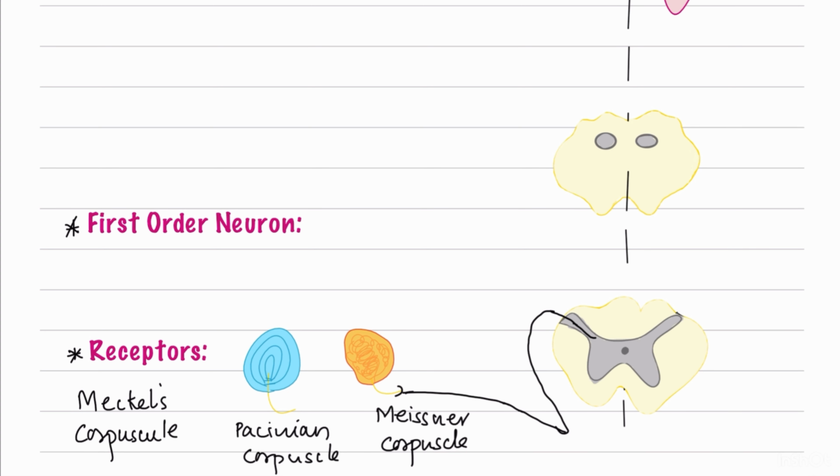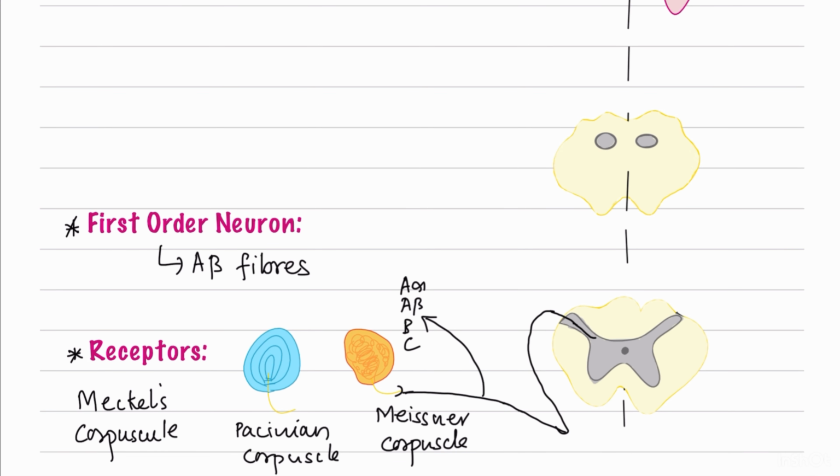These fibers are categorized into different categories: A alpha, A beta, B fibers, C fibers, and so on. This categorization is based on their speed of conduction and on their myelination. For the dorsal column pathway, the first order neurons are A beta fibers.